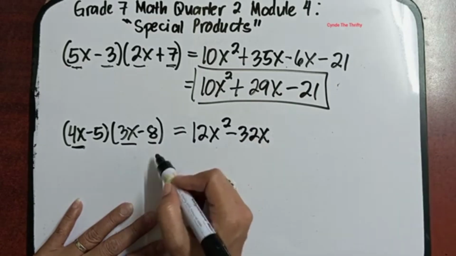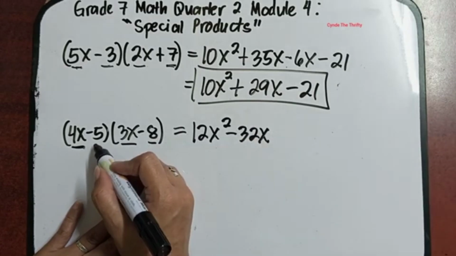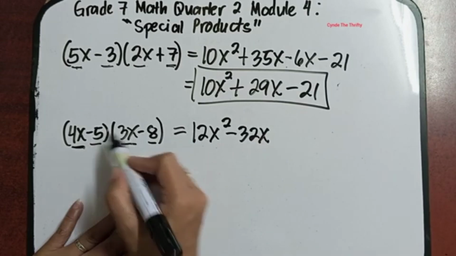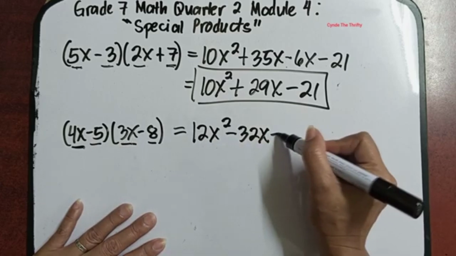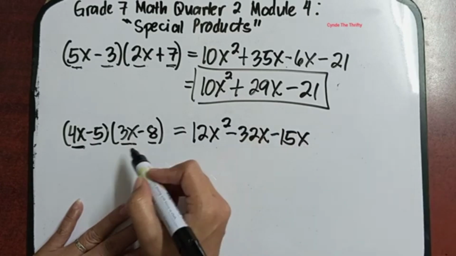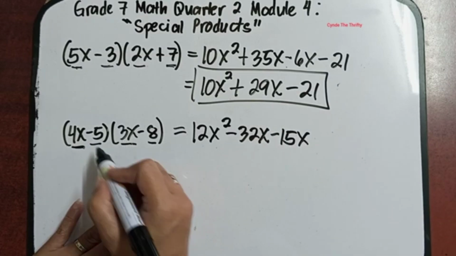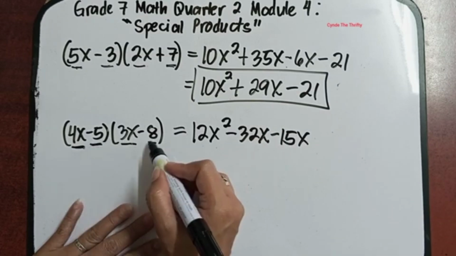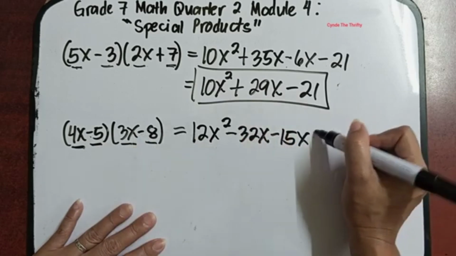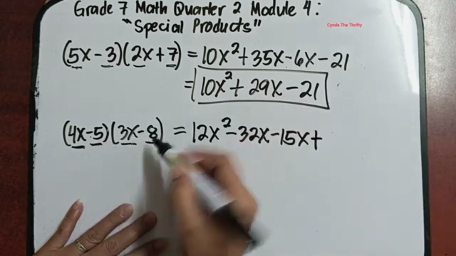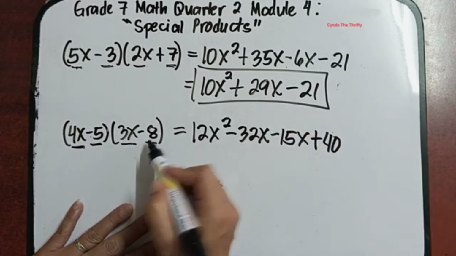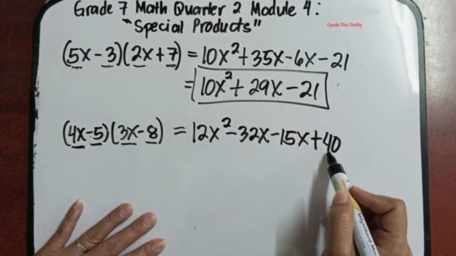And then next sa O is inner. So, ang inner natin is si negative 5 at si positive 3x. So, negative 5 times 3 is equal to negative 15x. Kopyahin natin si x. And the next to inner is ang last. So, ang last term natin is negative 5 at negative 8. So, negative times negative equals positive. So, 5 times 8 is equal to 40. So, negative 5 times negative 8 is equal to positive 40.